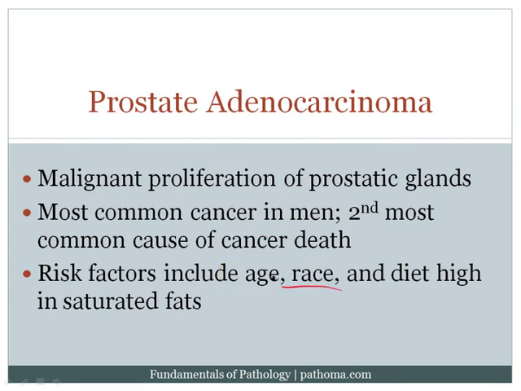Race. Prostatic adenocarcinoma has a higher incidence in African Americans. Slightly beneath that is the incidence in Caucasians, and then slightly less than that is the incidence in Asians. So it's relatively more common in African Americans and less common in Asians. And another risk factor is diets that are high in saturated fats.